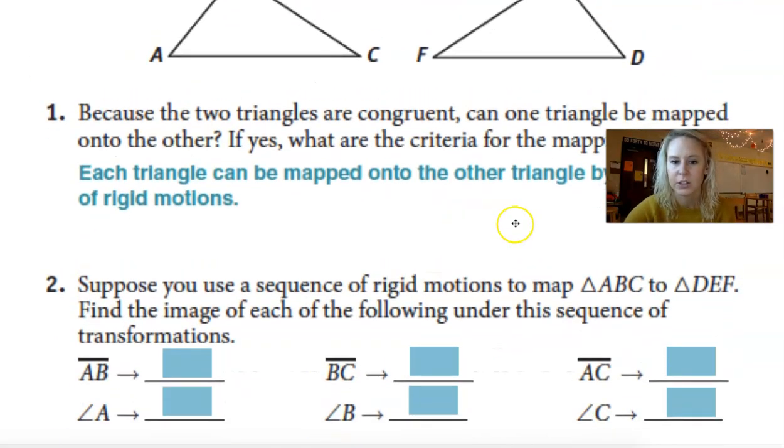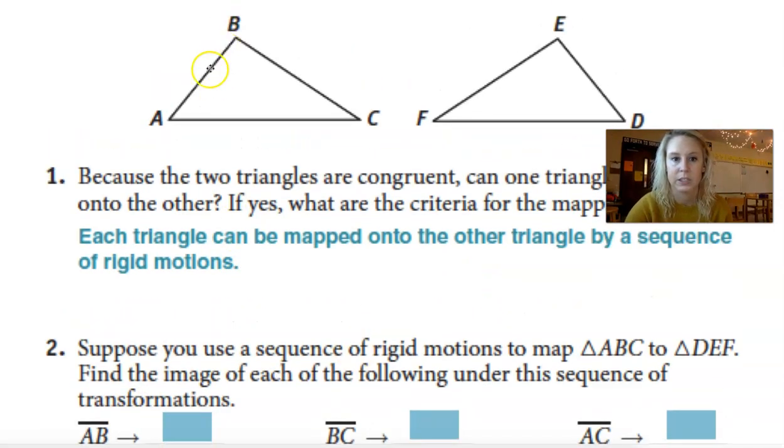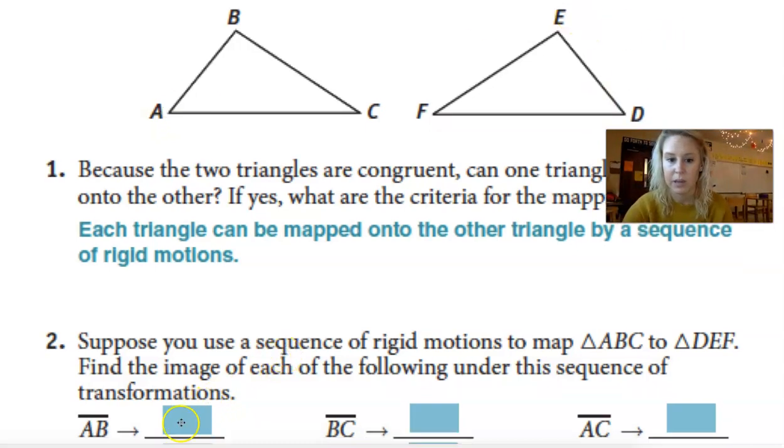All right. So let's assume that we have found a sequence of rigid motions, aka a reflection, that maps triangle ABC onto DEF. Find the image of each of the following under the sequence of transformations. Okay, so what this means is segment AB, which is this part of my triangle, what is it going to be mapped onto? And now if I flip it over, AB, notice they start at the bottom and went to the top, so I'm going to have to do that over here. So AB would be mapped onto DE.